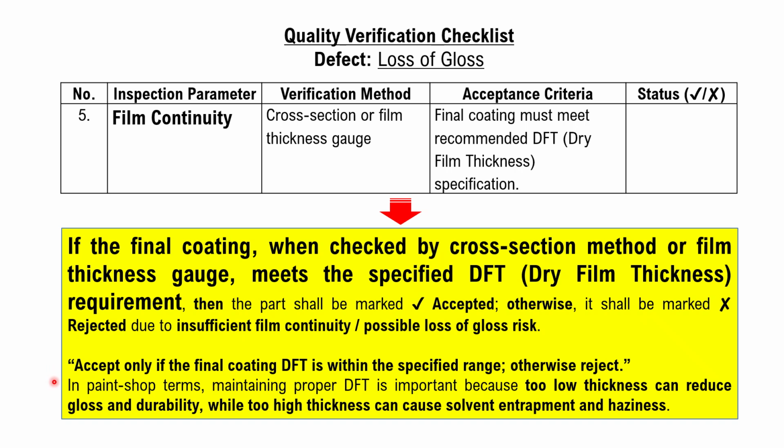In paint shops, maintaining proper dry film thickness is important, because too low thickness can reduce gloss and durability, while too high thickness can cause solvent entrapment, haziness, and sometimes contributes to brittleness. Therefore, the acceptance criteria is that the final coating must meet recommended dry film thickness specifications.